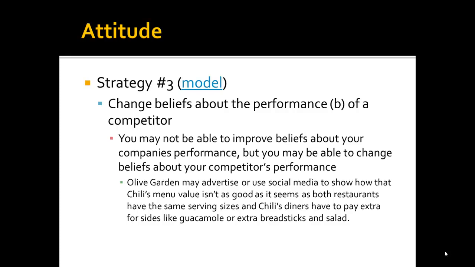The third strategy is to change beliefs about the performance of a competitor on something that's important. So it may be that you can improve your performance, or at least your consumers' perception of your performance, but you might be able to influence how people perceive your competition. In other words, the competition may be perceived to be better than you, but you might be able to show your target market that your performance and their performance is the same.